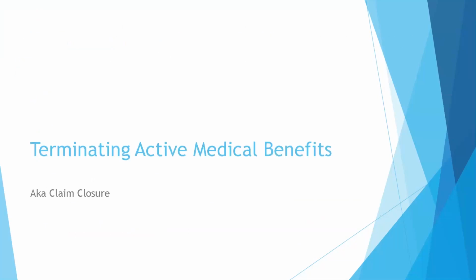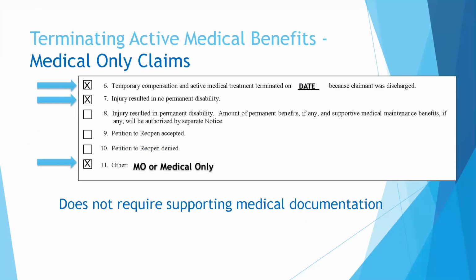Terminating active medical benefits. When you terminate active medical benefits on a medical-only claim, you mark Box 6, include the termination date, and then Box 7 indicating there's no permanent disability, then mark Box 11 indicating that it's medical only. You are not required to supply supporting medical documentation on medical-only claims.